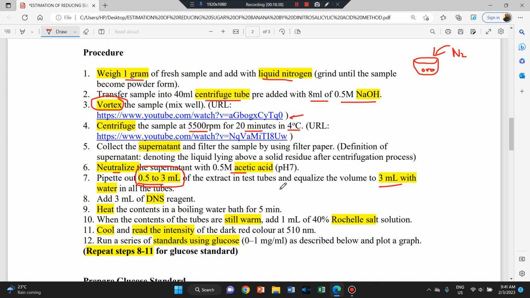Right, moving on. Once you have, say, 3 tubes, you add 3 ml of DNS reagent and heat it for a total of 5 minutes using a water bath, not direct heat like a Bunsen burner. When the contents of the tube are still warm, so no need to cool it down, take it out with the test tube holder and add the 40% Rochelle salt solution, which has already been prepared prior.